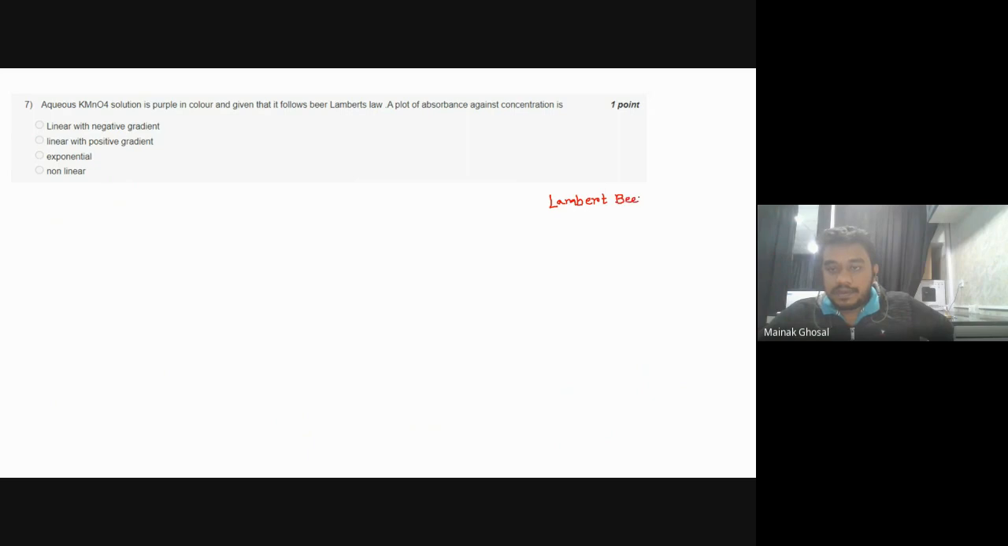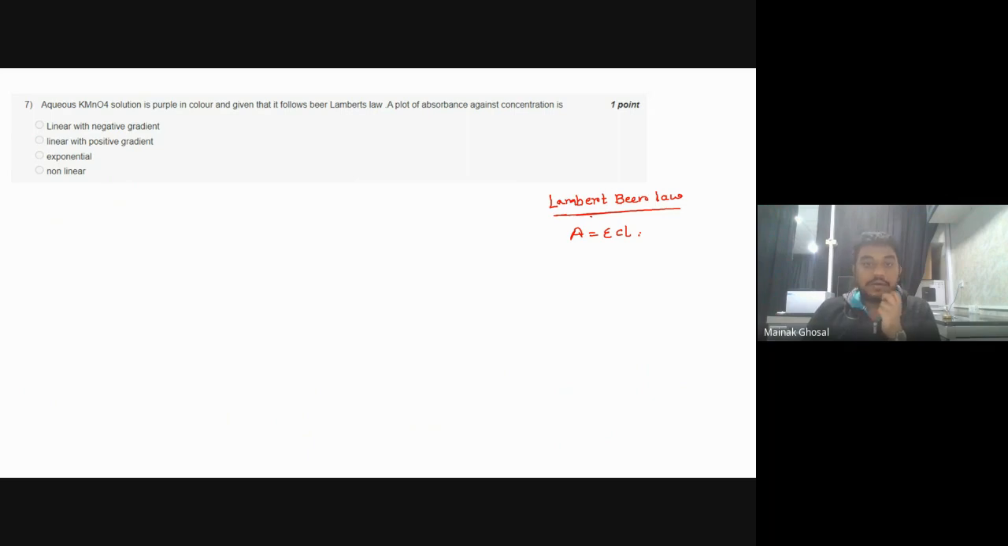Lambert-Beer law, or Beer-Lambert law, you can call it anything. Every symbol has its usual meaning. I can write it as A equals epsilon C L. So your aqueous chromophore is purple in color and it follows the Beer-Lambert law.